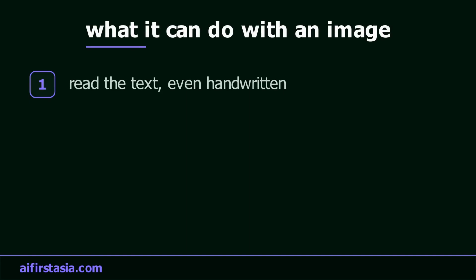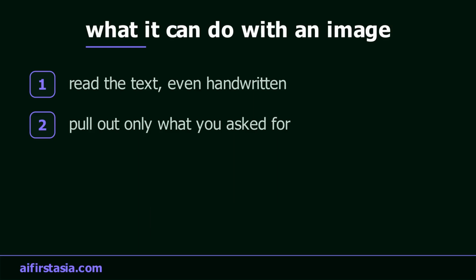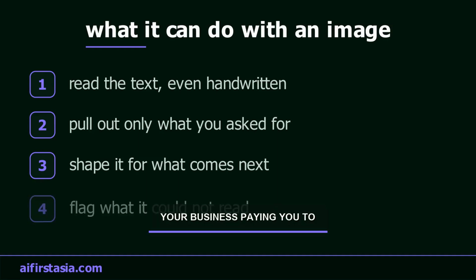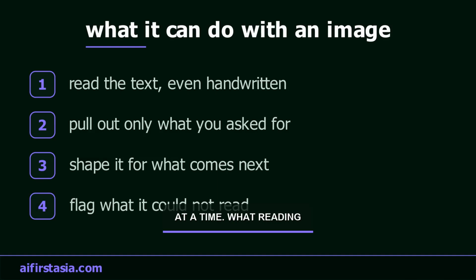None of it is searchable, none of it is copyable, and none of it can be pasted anywhere useful. So you do it by hand, retyping, glancing back and forth, or worse, you do not do it at all, and the information dies quietly in your camera roll. That is level 0, your business paying you to be a typist, one photo at a time.